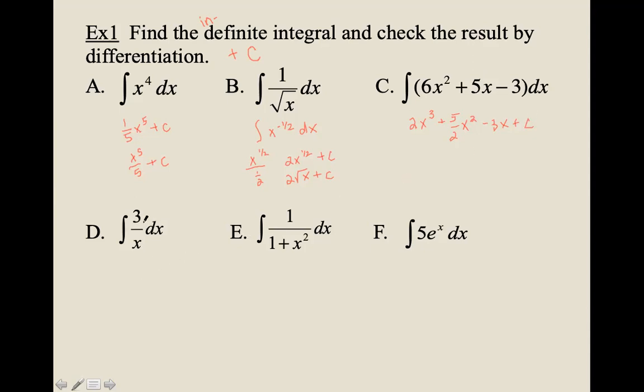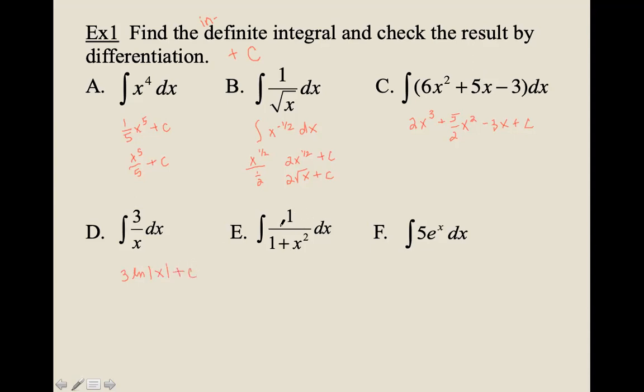All right, this is one. We have that fraction with just an x in the denominator. So this should be 3 ln. And again, we're going to put the absolute value of x just to be sure that we're not going to get any negative x values in there.